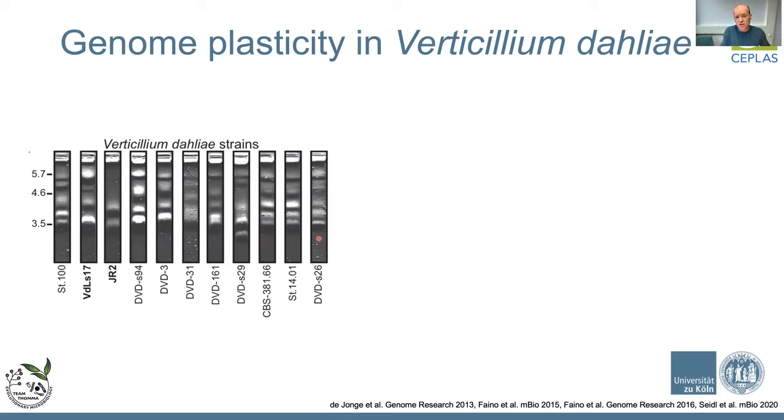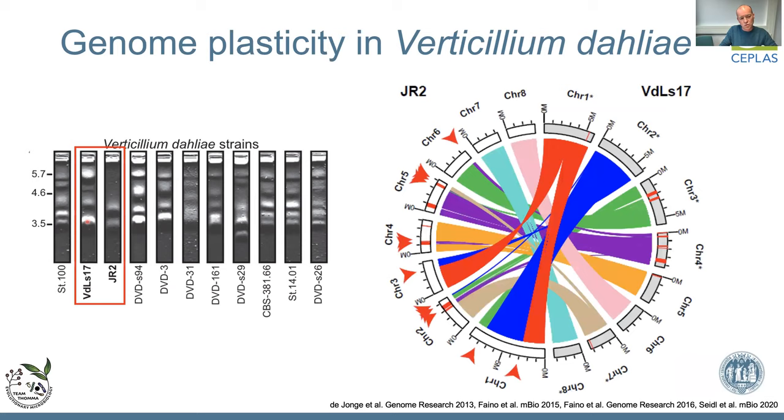This is a bit counterintuitive, because normally you would expect that within a species, every individual has the same karyotype, the same organization of chromosomes. But it doesn't look like this is the case for these strains, unless these strains would not belong to the same species. So I'm going to zoom into two of these strains, VDLS17 and JR2. These two strains actually share 99.97% sequence identity for all the regions that we can align. So there's no doubt this is one species. You could even argue this is clonal.